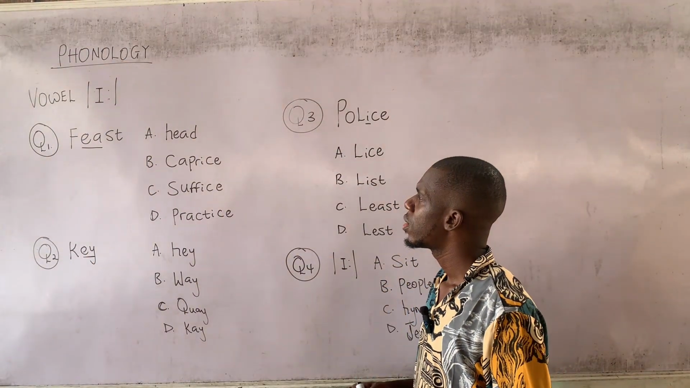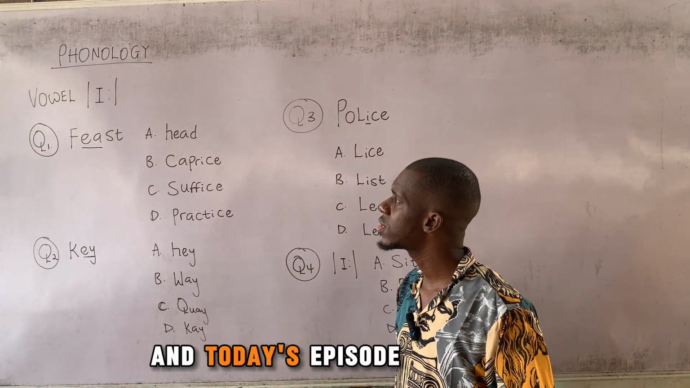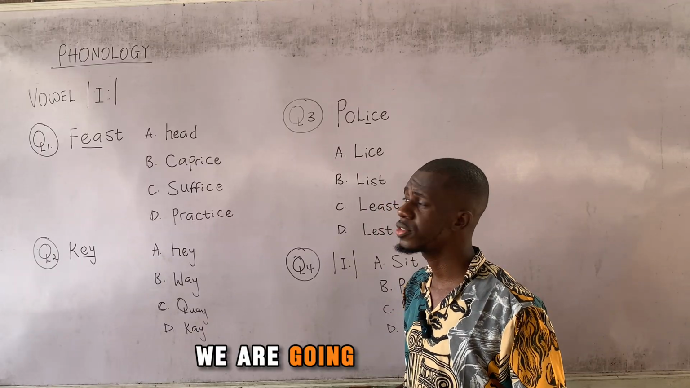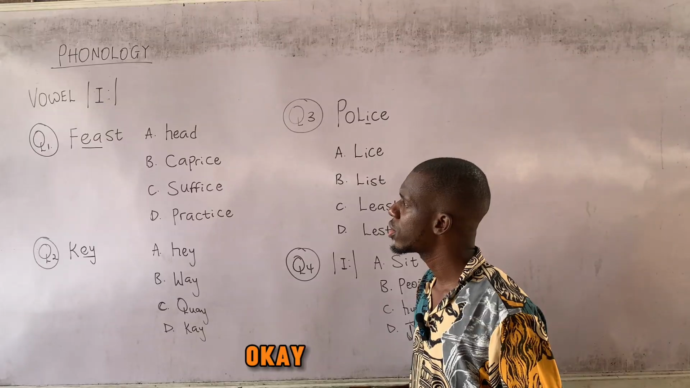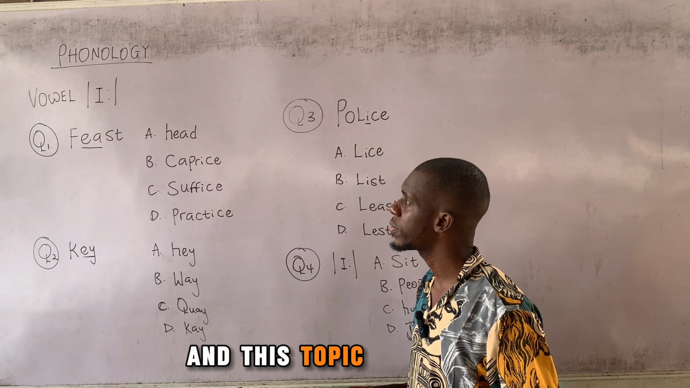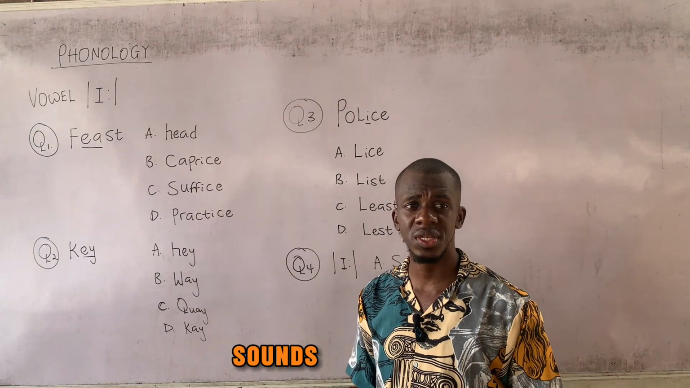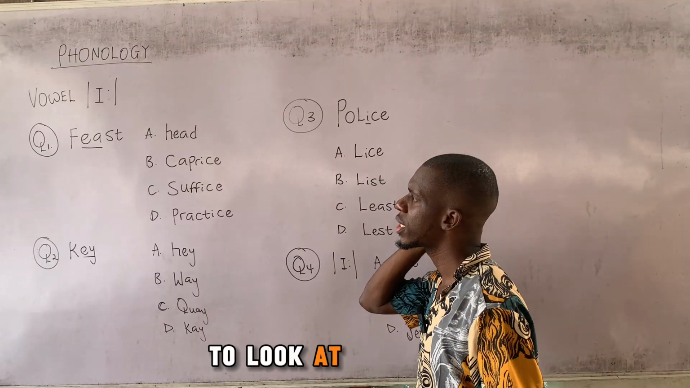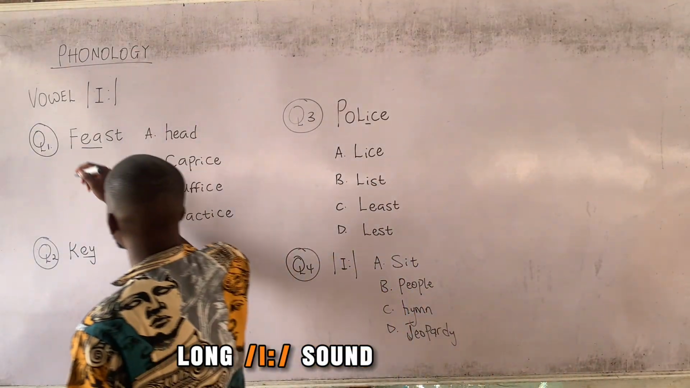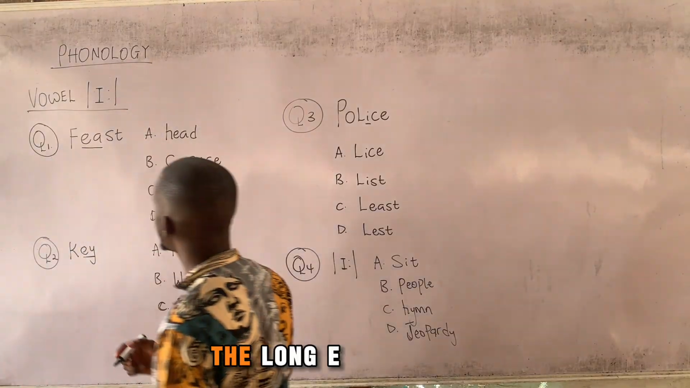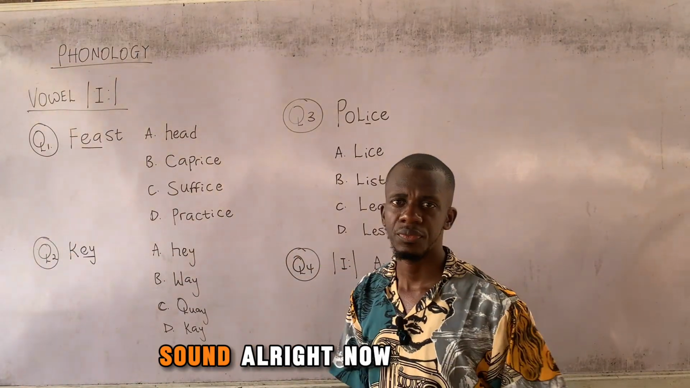On today's episode, we are going to be looking at a topic in phonology. This topic is under the vowel sounds. We're going to look at the first vowel sound, which is the long E sound. The long E sound.